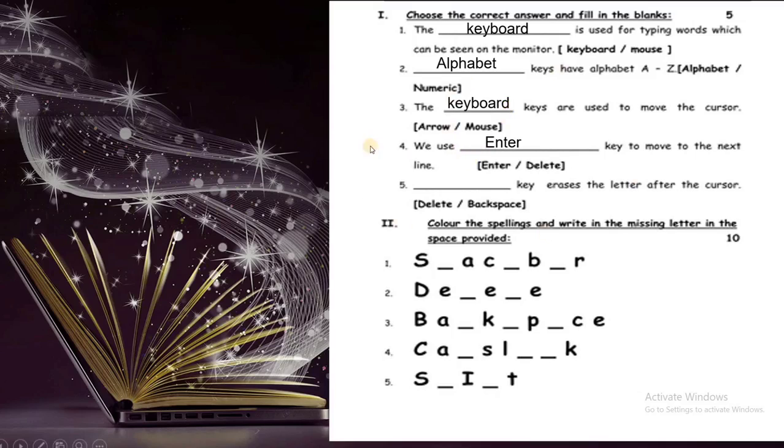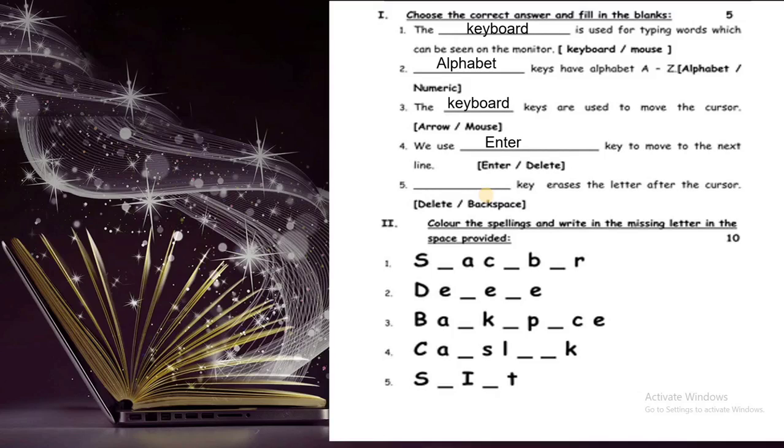Now see the fourth one. We use the enter key to move to the next line, right? Now see the fifth blank. The dash key deletes the letter after the cursor. After the cursor means what? The right side of the cursor, not the left side.